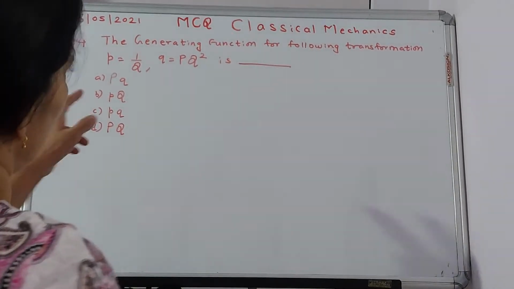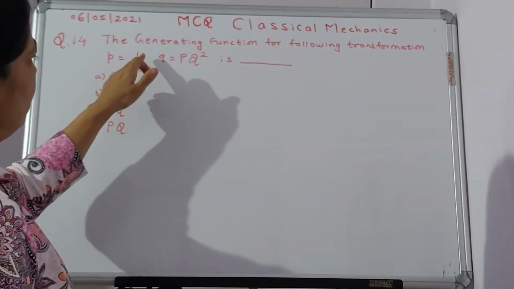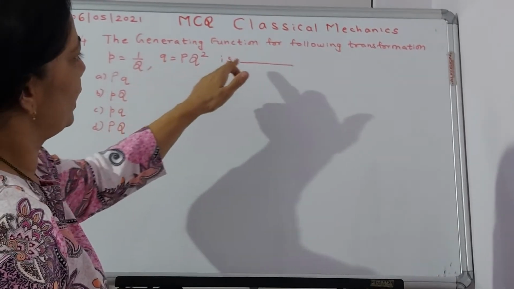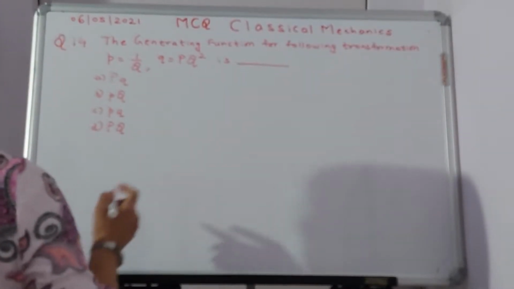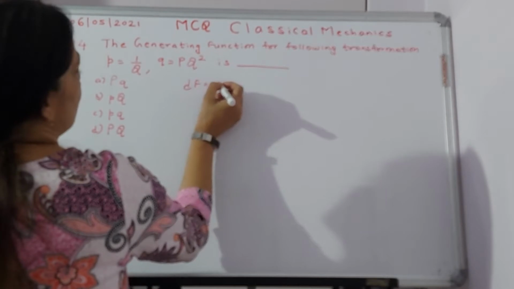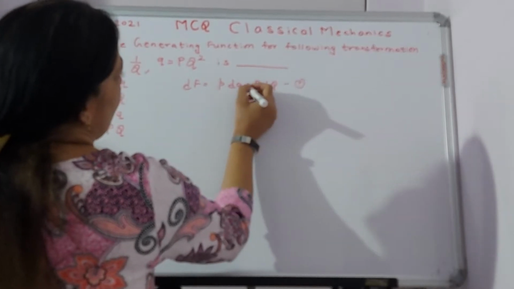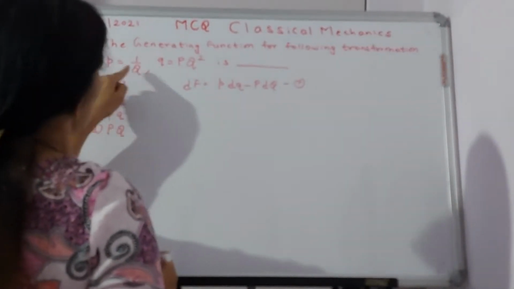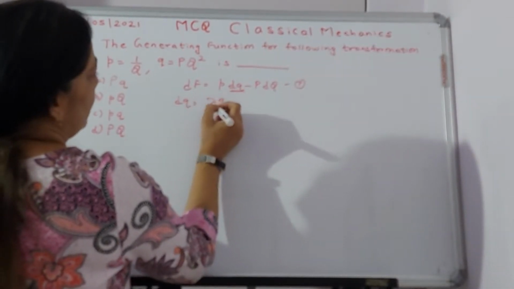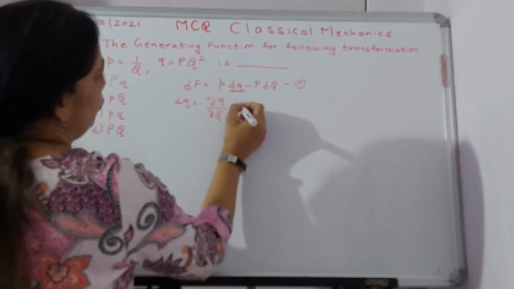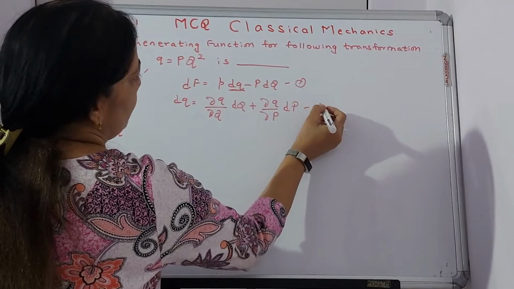Next question. The generating function for the following transformation is small p is 1 by Q and small q is PQ square. We need to find the generating function. So what is the first condition you always write over here? You write dF is equal to p dq minus capital P dQ, equation number 1. Now in this case you have been given small p and small q, which means I have to find out dq. So what is my dq formula? dq is ∂q/∂Q dQ plus ∂q/∂P dP, equation number 2.